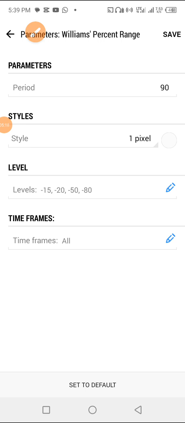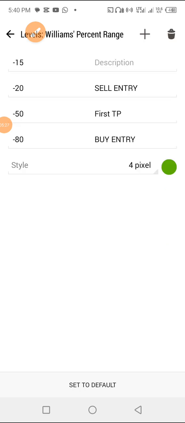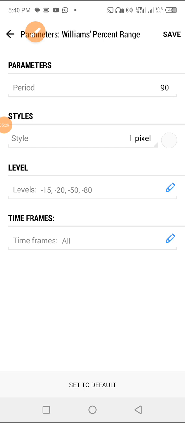Now we are not dealing with the moving average on the Williams indicator. What we are going to consider more is the levels. That is the first Williams indicator. We are considering level. That is why when you check under style, it is 1 pixel and it is on background color. Is that clear? So it's on background color.